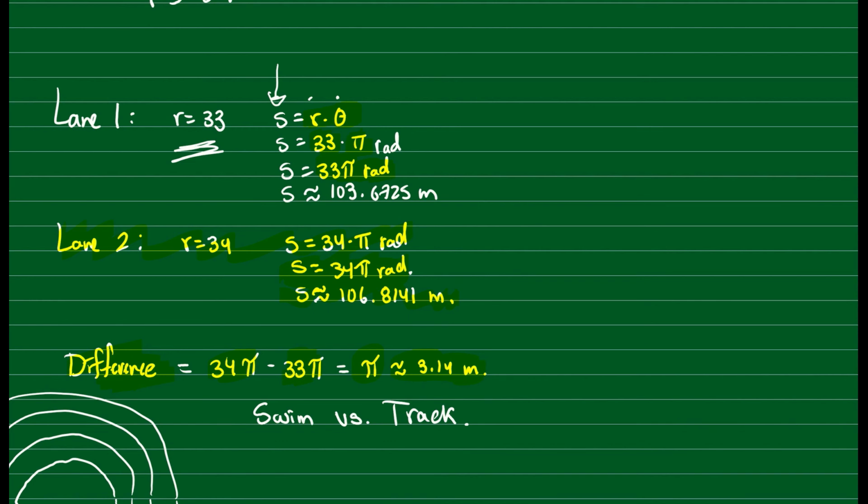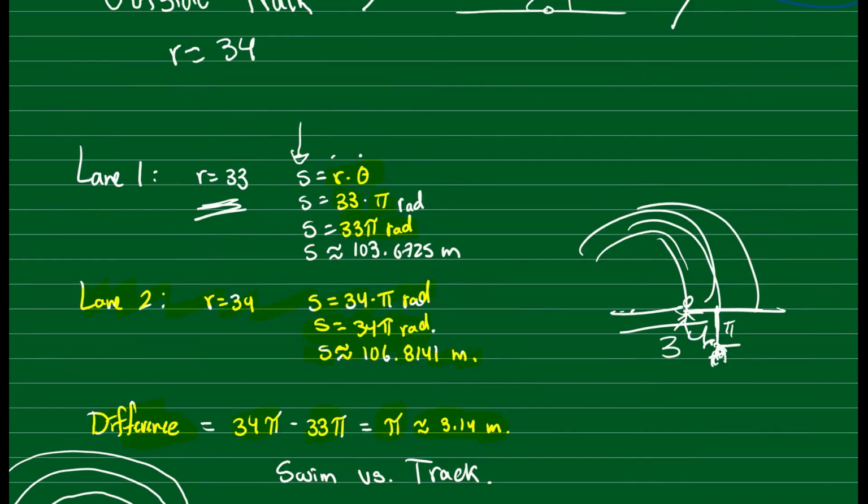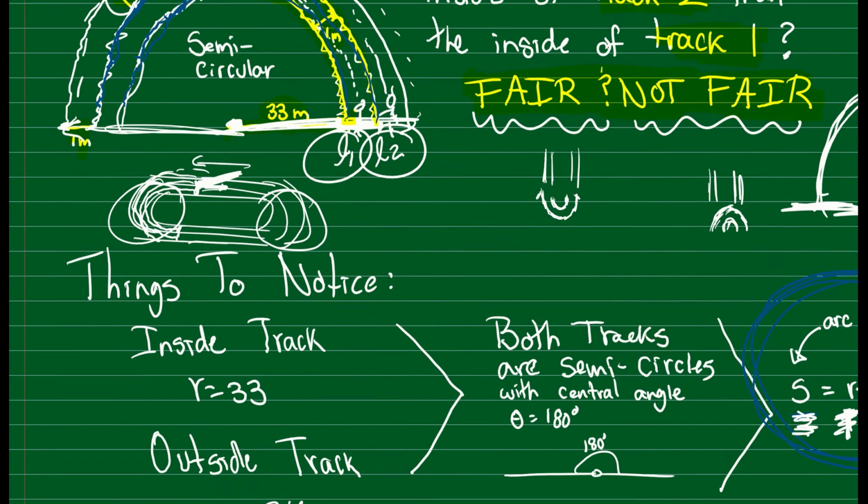So what does that mean? That means at the very beginning where they're going to start, this second person should start pi away. Here is the first person, and the second person should begin pi units away if the tracks were 1 meter apart, and these were the measurements, 33 and 34. All right, so let's see, who do you think won the race, the inner or the second one?